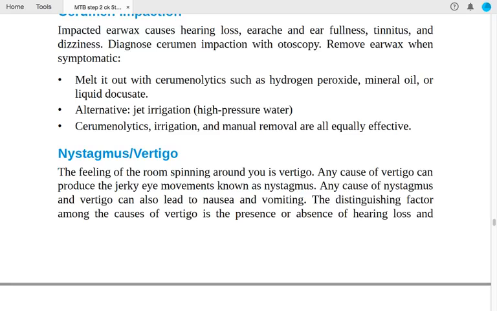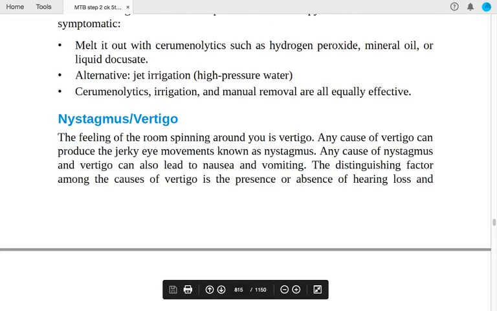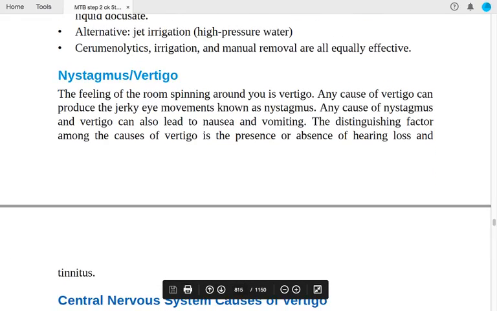Then we have nystagmus and vertigo. The feeling that the room is spinning around you is vertigo. Spinning around you, that's a feeling, and that is actually vertigo. Any cause of vertigo can produce the jerky eye movements known as nystagmus. Any cause of nystagmus and vertigo can also lead to nausea and vomiting. The distinguishing factor among the causes of vertigo is the presence or absence of hearing loss and tinnitus. So that is the distinguishing factor, right?